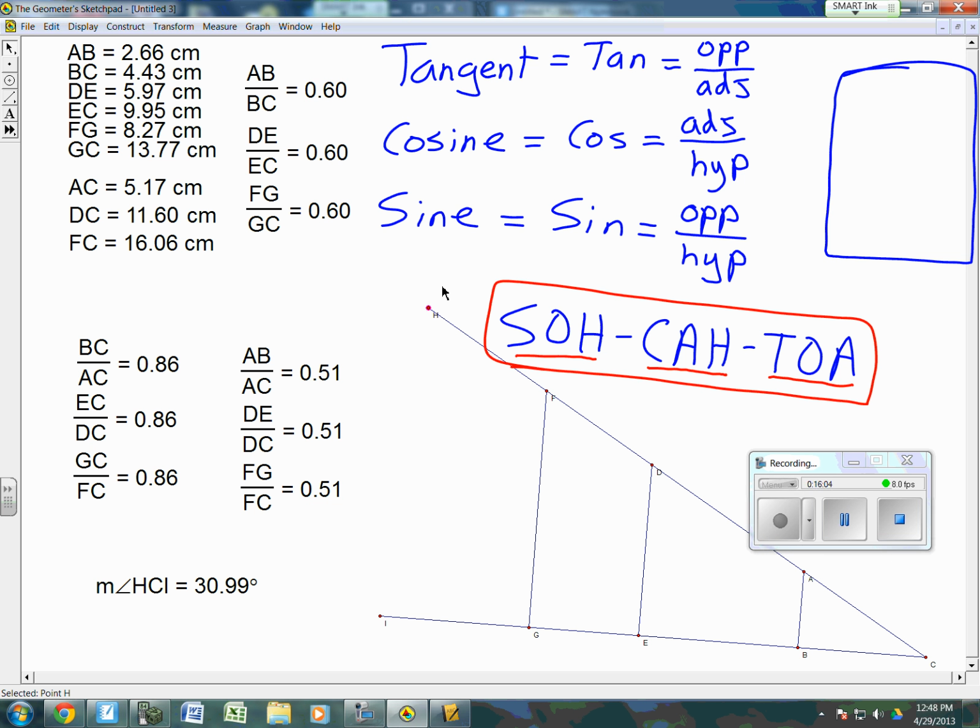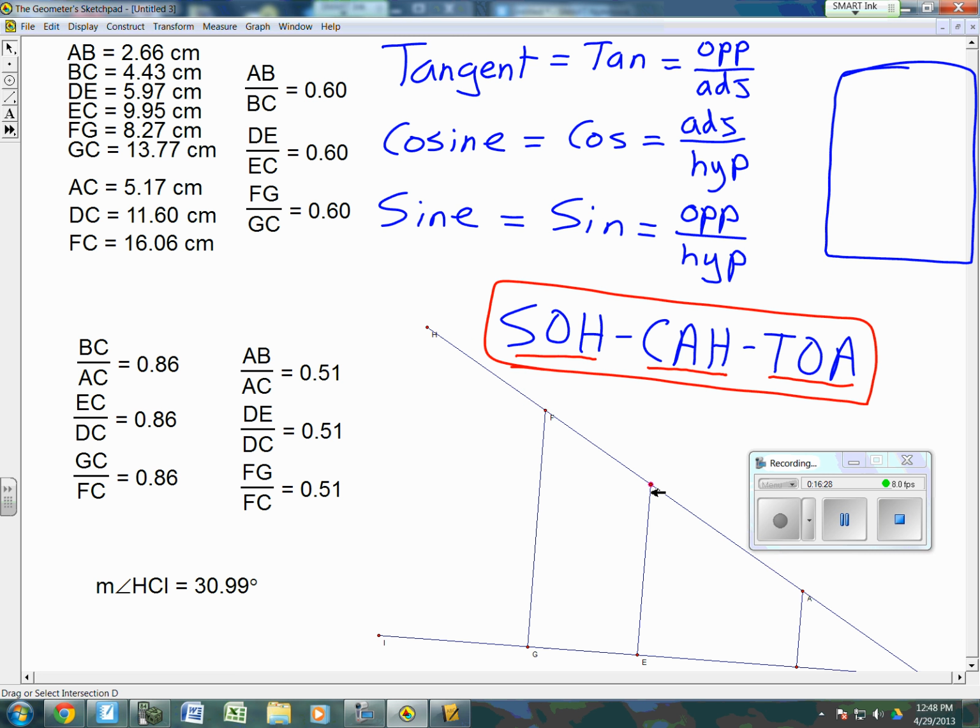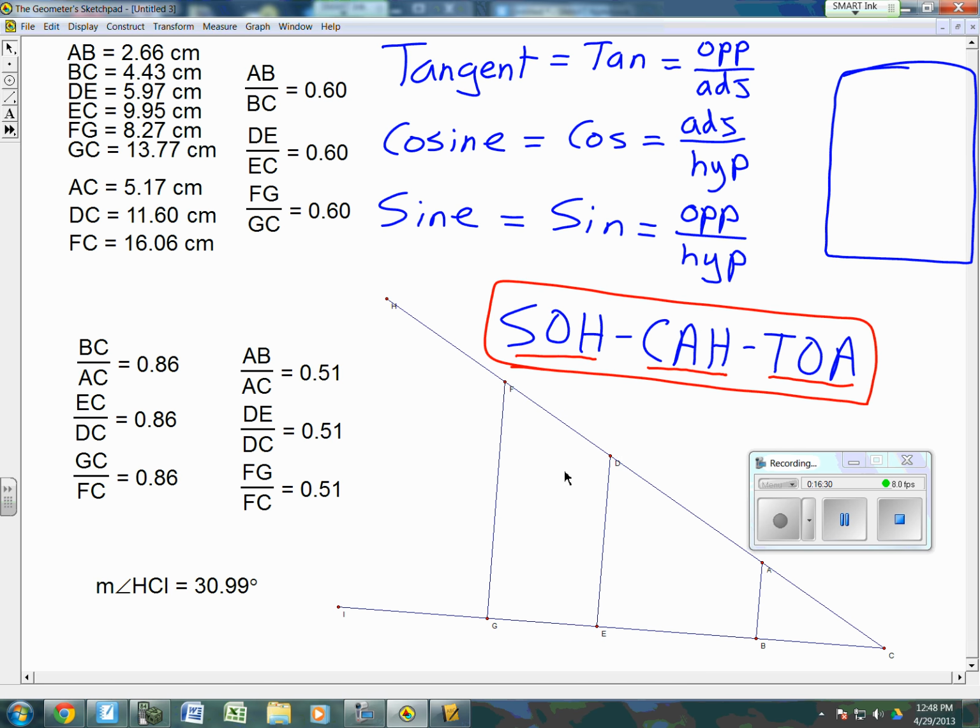Okay? Remember, 0.6008 was... JD, are you watching now? You asked me the question. Look, my angle is 30.99. That's close to 31. Notice my tangent's 0.60 on all three of these, no matter what the sides were. That's what it is. It's always going to be the same. So it doesn't matter what it is.